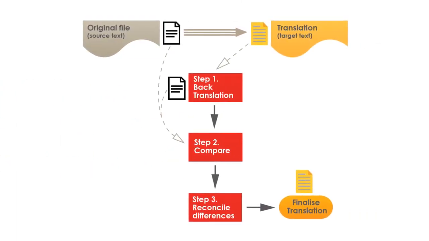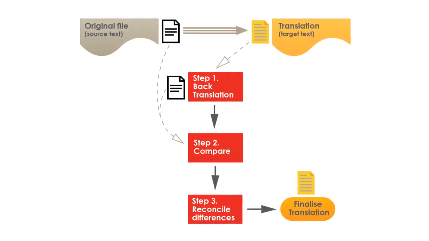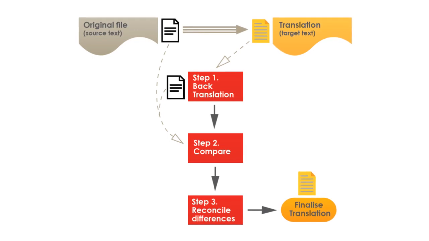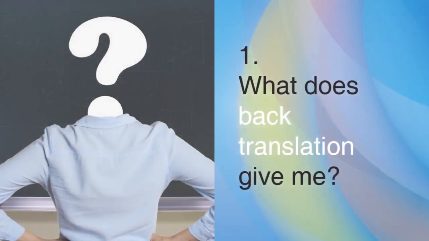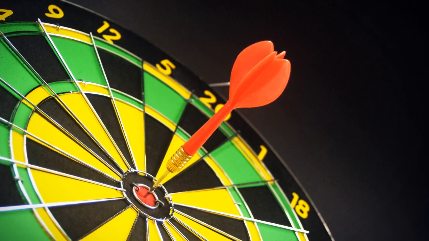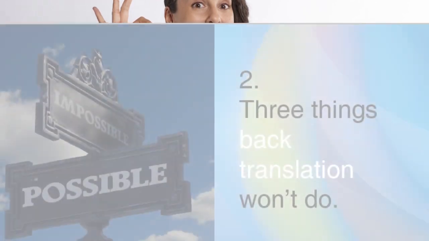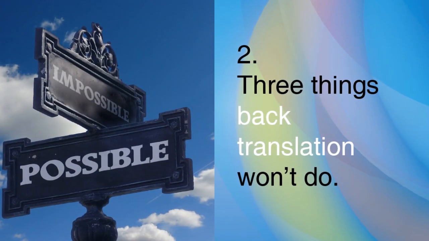First up, let's be clear what we're talking about. Back translation is the three-step quality control process on the translation you've already had completed. So, what does it achieve? Carried out correctly, it's an effective method of checking the accuracy of a translation. So it's a way of confirming that your finalised translation says what you want it to, with documentation to support that. Now here are three things it won't do.